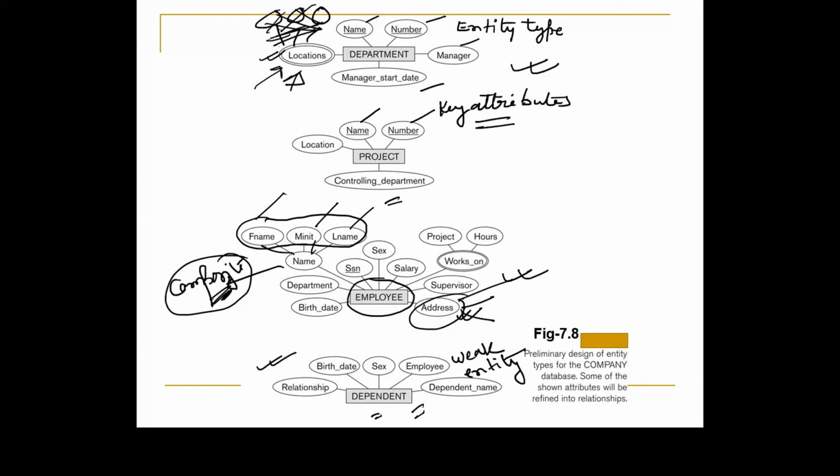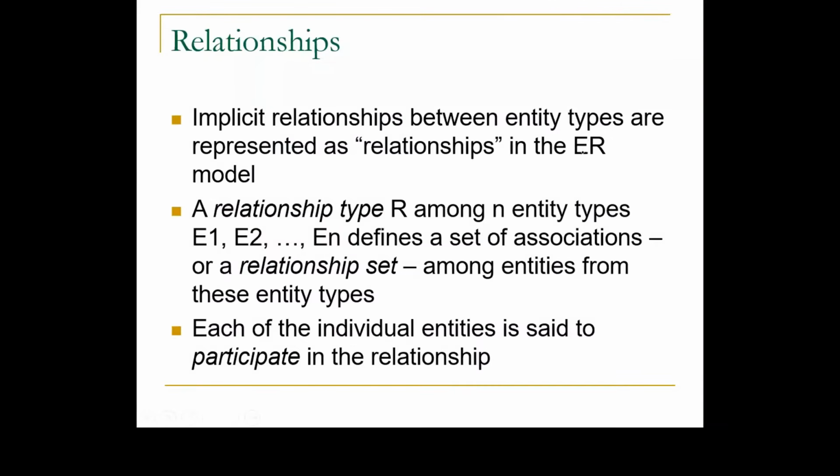There are other attributes such as works on, of the employee entity. We will be seeing that works on. That also could be a composite attribute. Okay, works on, that we will be seeing next. Now next is the relationship types, relationship sets, roles, and structure component.